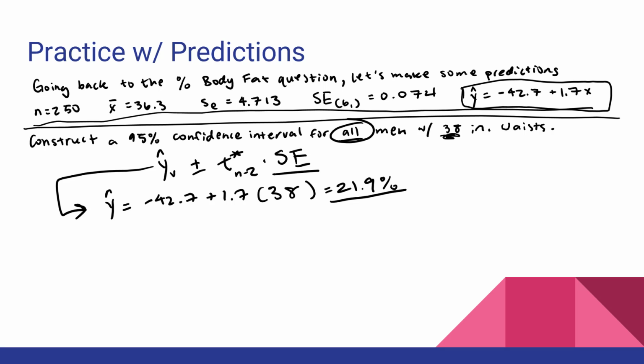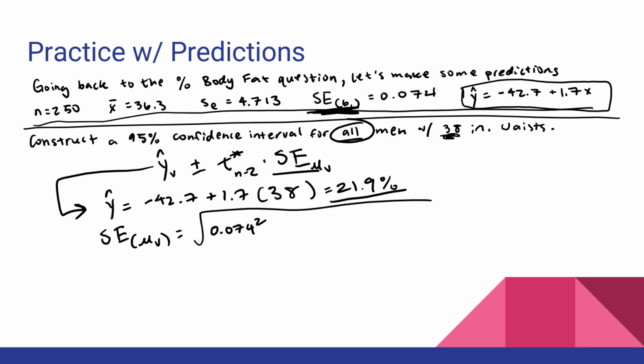Next, we can go straight into our standard error, and this one is going to be for the means of a predicted value. That value is going to be equal to the square root of, our first term is the standard error of the slope squared. So that is 0.074 squared, that's from up here. And then we multiply it with how far away our x value is from the mean x value squared. So which x value are we making a prediction about?